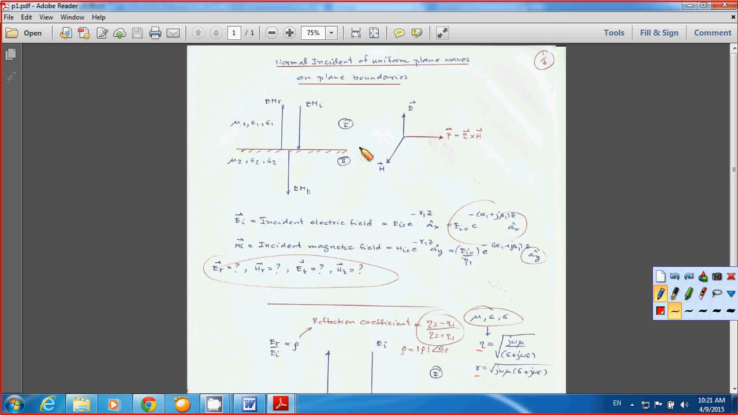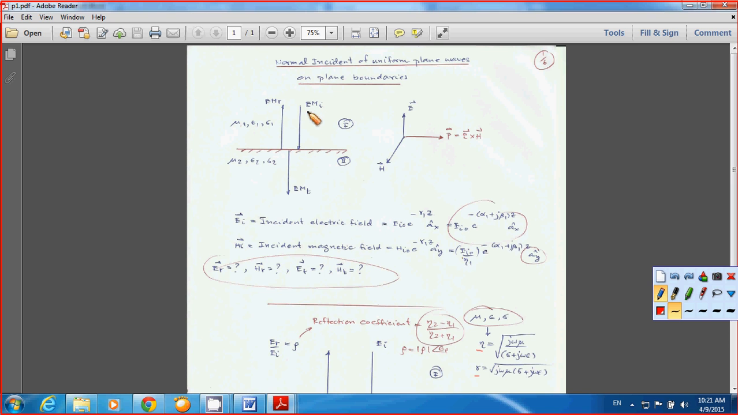For this one, we will move on to what we call the normal incidence of uniform plane waves on plane boundaries. From the picture here, I put medium number 1 and medium number 2 with the medium properties of mu1, epsilon 1, and sigma 1. Same thing for medium number 2, we're going to have mu2, epsilon 2, and sigma 2.